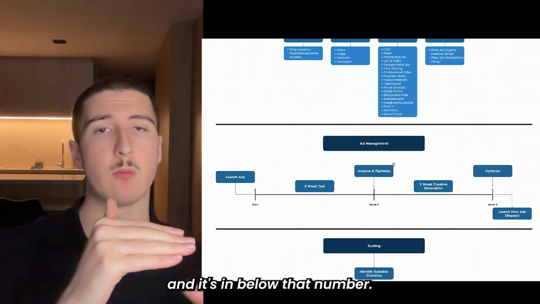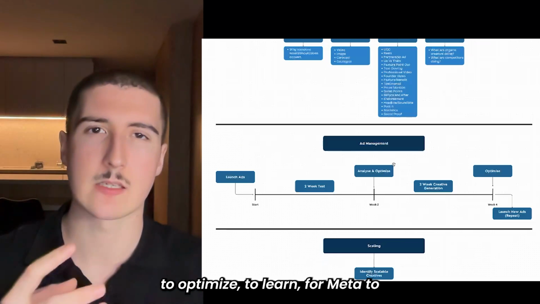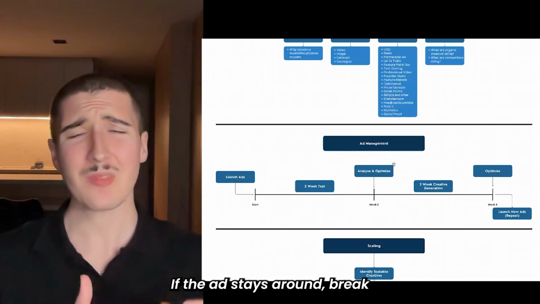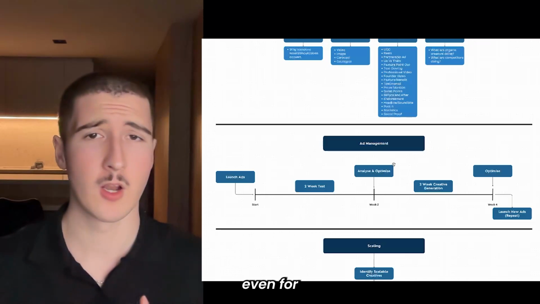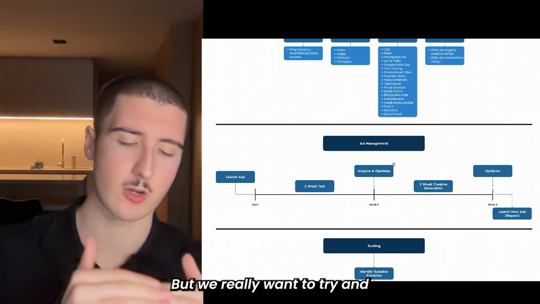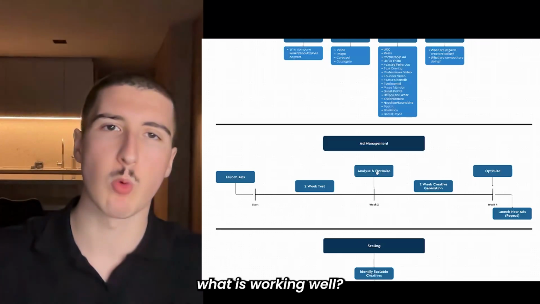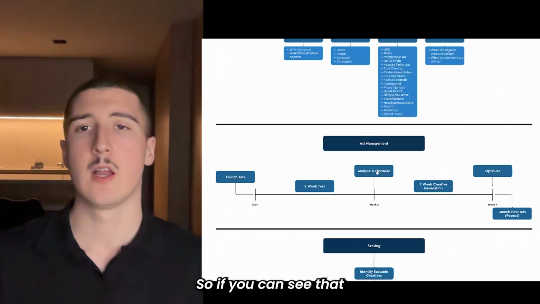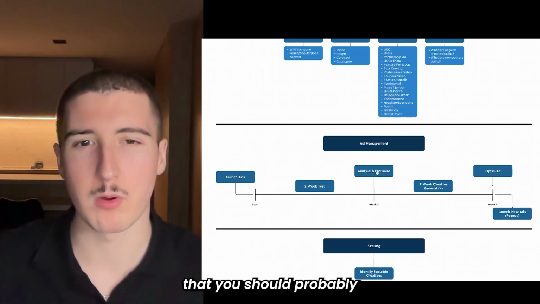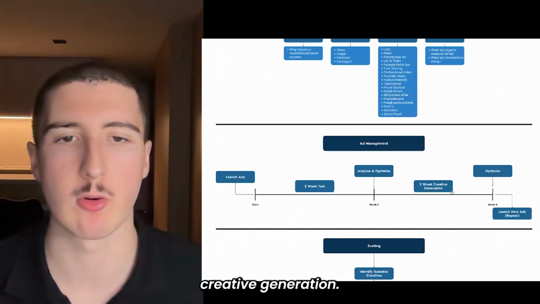And if it's below that number, we can leave that ad running because these ads need time to optimize, to learn, for Meta to show them to the right people and for them to take off. If that ad stays around break even for months and months and months, it might be time to turn it off, but we really want to try and optimize for way below our break even. Also, you want to see what is working well. So if you can see that your top 2 ads are video ads, it's a good sign that you should probably make more video ads, right? So then we would get into our 2-week creative generation.